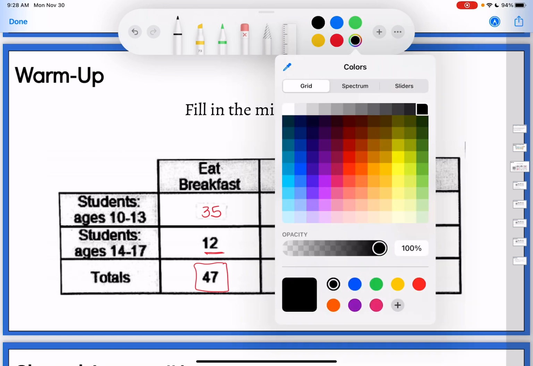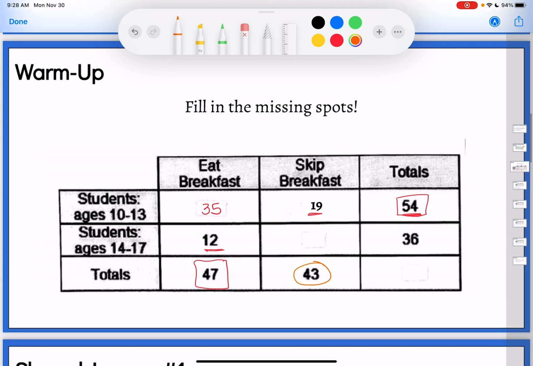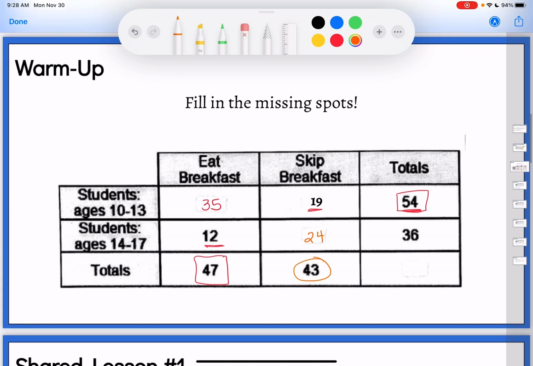All right, then we need to fill in this middle box here, right? So here again, I would say, here's 43 total students who skip breakfast. I know that 19 of them are ages 10 to 13. So what does this number have to be to add up to 43? Well, that would probably have to be 24, right? 19 plus 24 is 43.